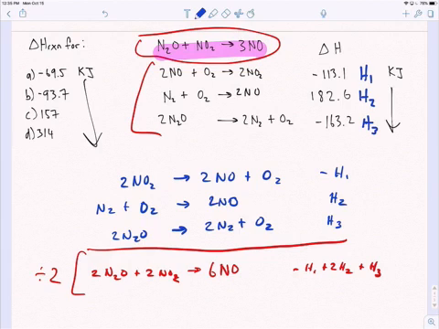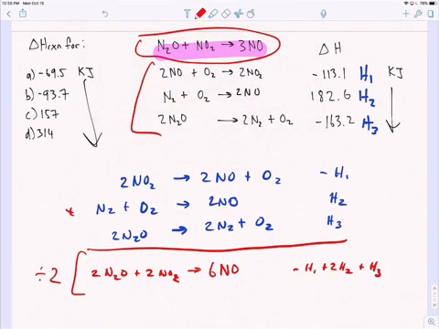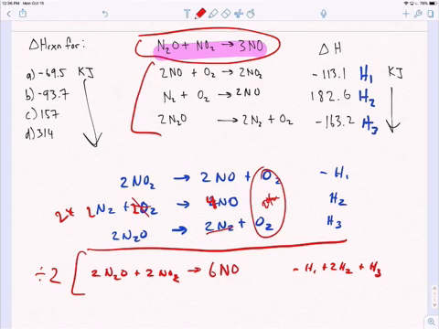And now the next thing is, what do you multiply by? I think the easier way to look at this one is to get rid of these. The N2's here, I'm going to multiply this equation by 2, because then we have 2 N2's, 2 O2's, and 4 NO's, because then these two get 2 O2's, and these cancel there. And then the N2's cancel there.